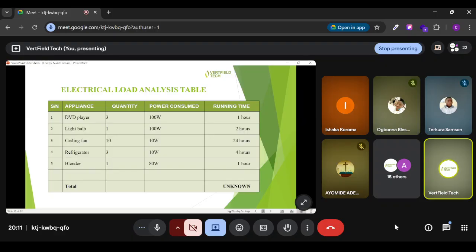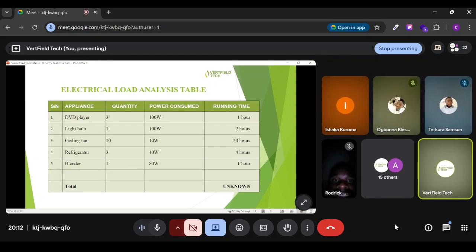What do we do? How do we run a load analysis on it? It is very, very simple. We apply a formula. That formula states that energy need is equal to quantity of appliance multiplied by the power consumed multiplied by the running time. That will give you your energy need, and then you will sum up the total. You will sum up the energy consumption of each and every one of these five appliances to give you the total energy consumption, which becomes your energy need.